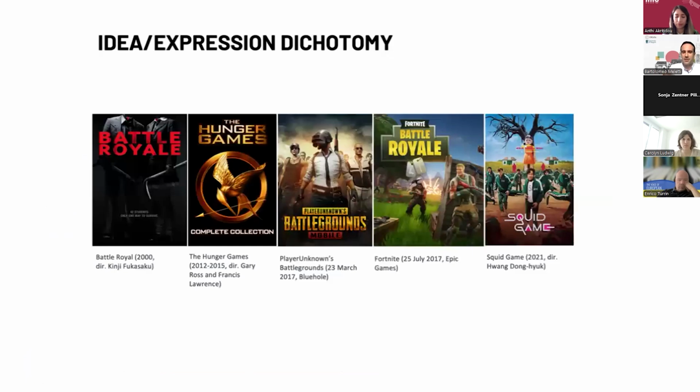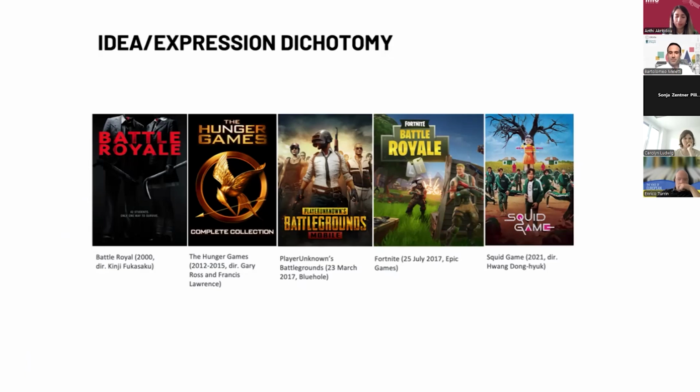For example, the example you see here on this slide shows how big companies can also rely on the idea expression dichotomy for successful initiatives. In this case, the idea is the battle royale story, where you have a bunch of people fighting against each other. Basically, the same story is being borrowed, reused and repurposed by a lot of very successful initiatives, in the film industry, the TV industry and the video game industry.